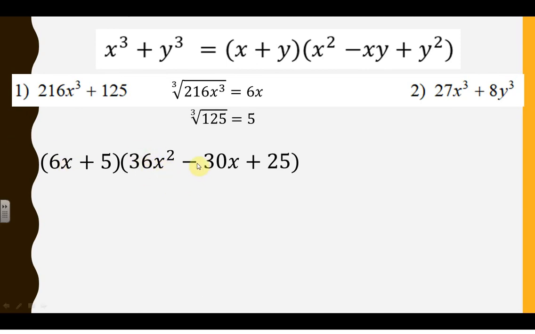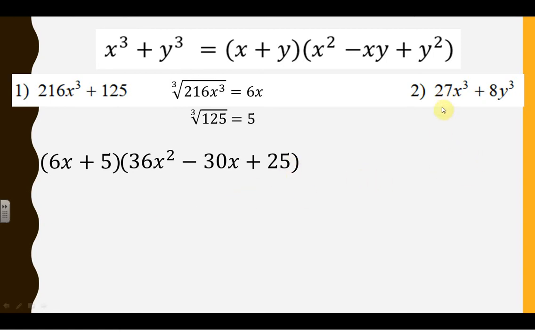Some people like to do the x squared, leave the middle blank, and then do the y squared. 5 squared is 25, so that's where that came from. And then this is x times y. So 6x times 5 is 30x. But remember, it's same, opposite, positive. Now, you can check yourself, distribute this all in, and you will get 216x cubed plus 125. And we'll be good to go.